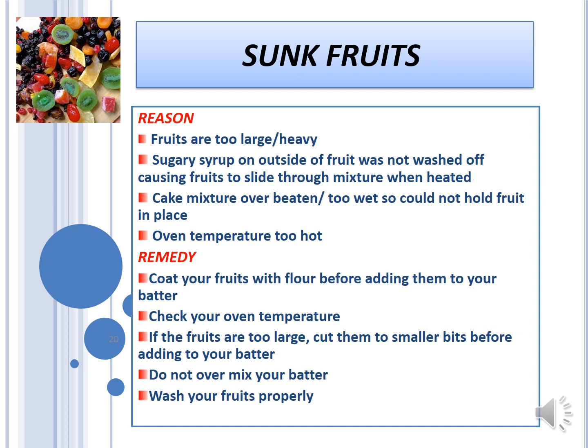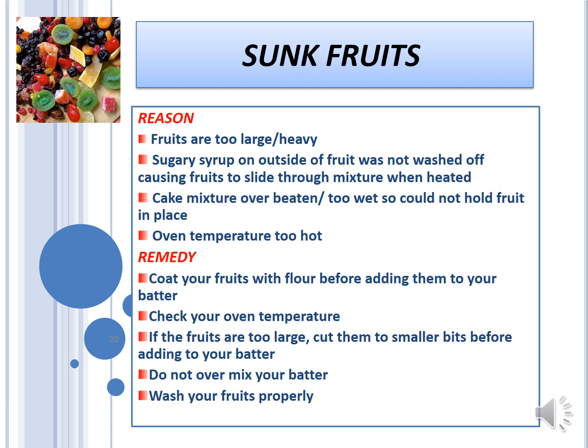If you're using the canned fruits, they should be washed with water thoroughly before mixing in the cake. If you overbeat the cake, or the cake mixture is too wet so that it doesn't hold the fruit in place, or if the oven temperature is very high, in such cases the fruits get sunk at the bottom. Therefore, to prevent this, always mix the fruits with the flour. There should be a coating of flour over the fruits, and then that flour along with the fruits should be added in the batter. Always check the oven temperature.